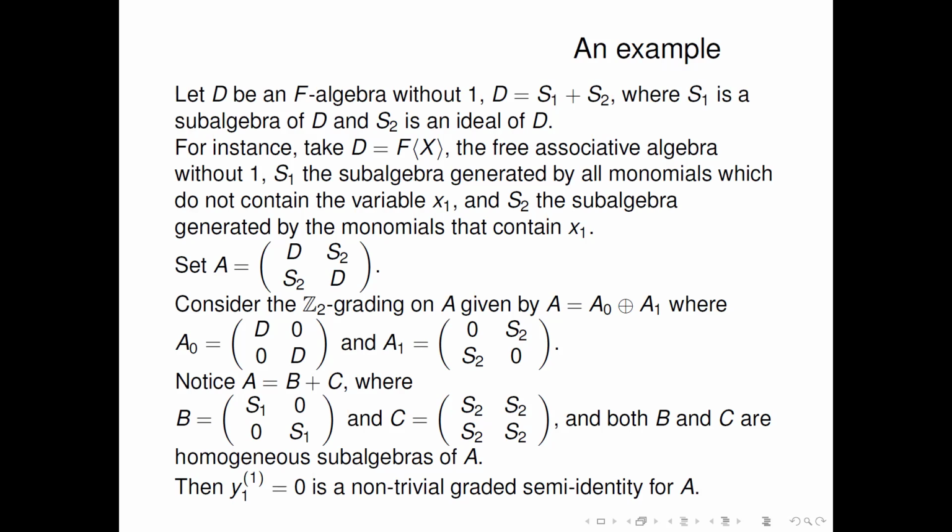And then the grading is given this way: first the main diagonal, second S2. Then A will be the sum of B and C, where B is of this form, C is of this form. Clearly they are homogeneous. And then you have a non-trivial graded semi-identity for A. Why? You see, 0 and 1, this corresponds to degree 1, but on B you have only zeros here to substitute.